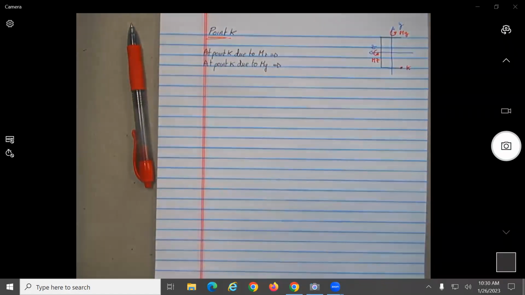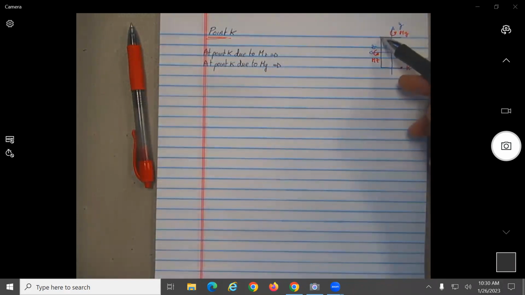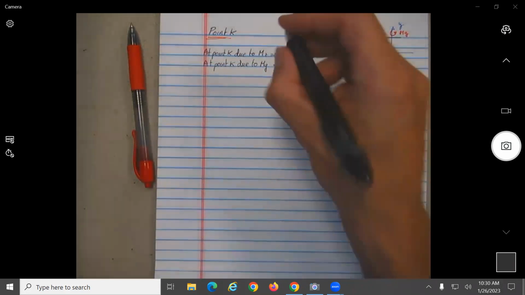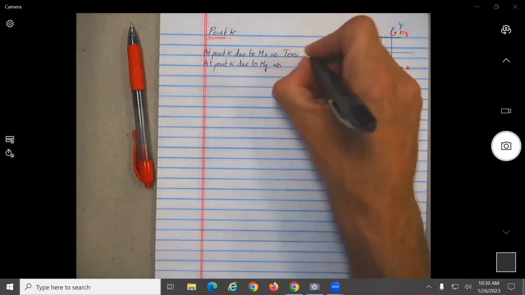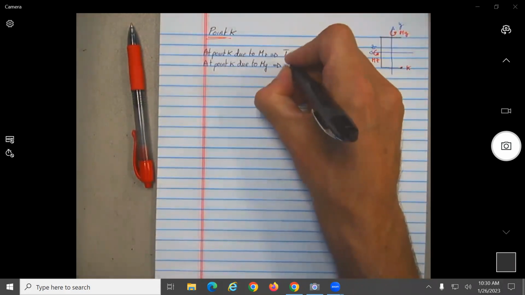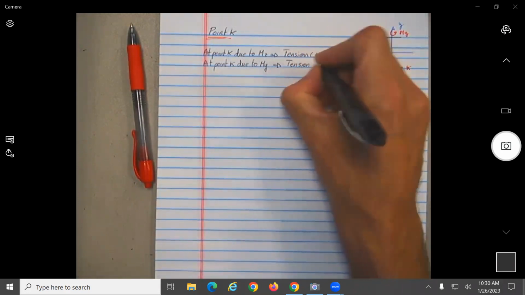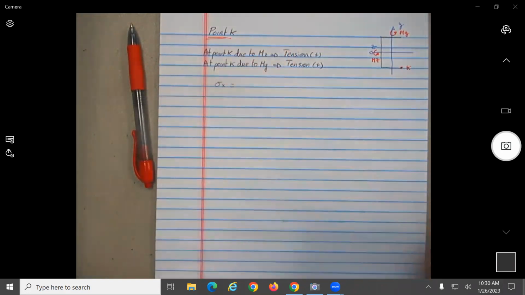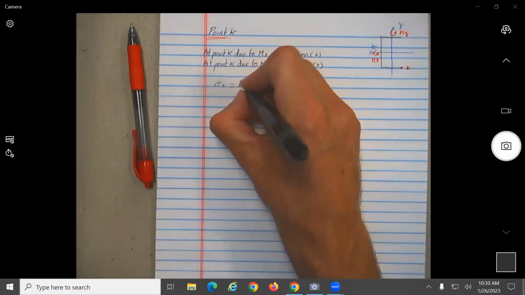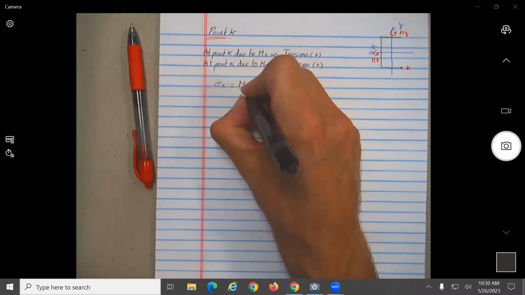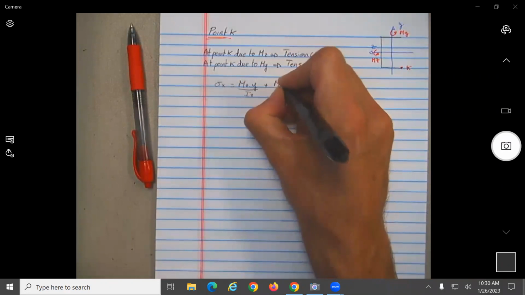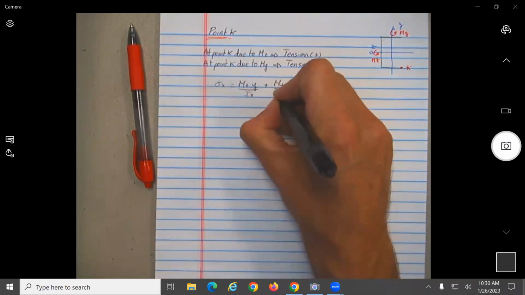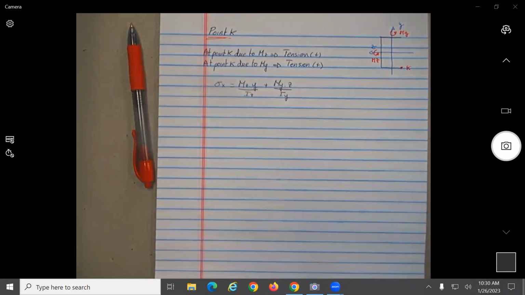What will be the answer this time? Both in tension, because if this side is in compression, this one needs to be tension, no? Or if you want, you can redo the whole thing again, but it will be tension, which basically means positive. So we have exactly the same equation, which is MZ times Y divided by IZ, plus MY times Z divided by IY.